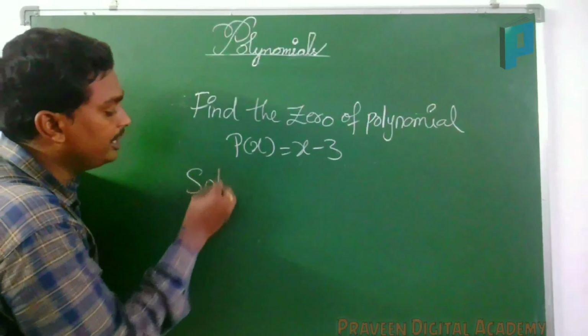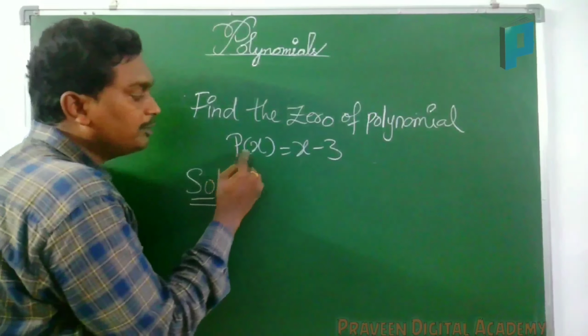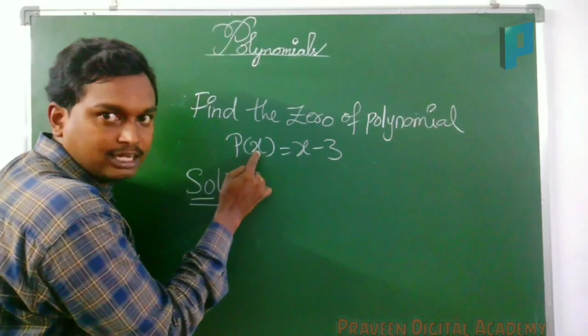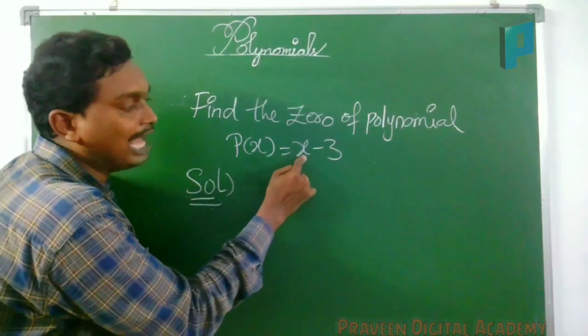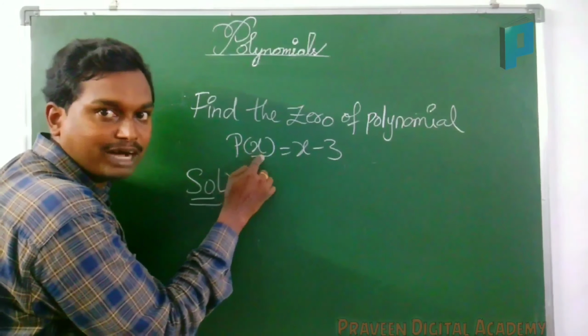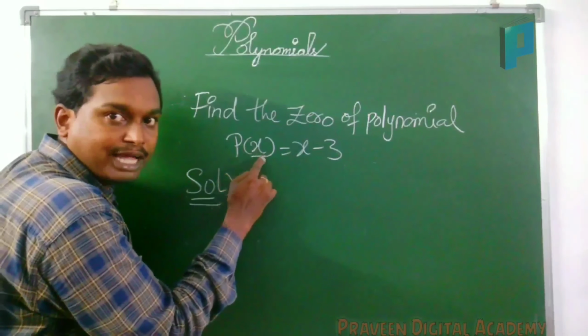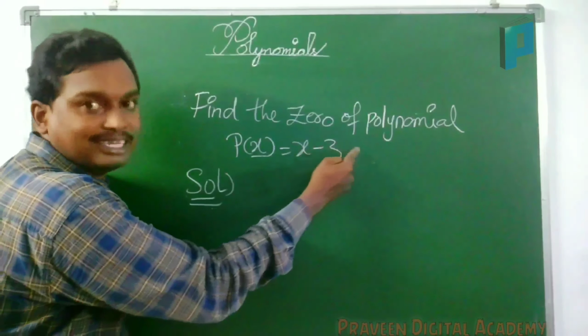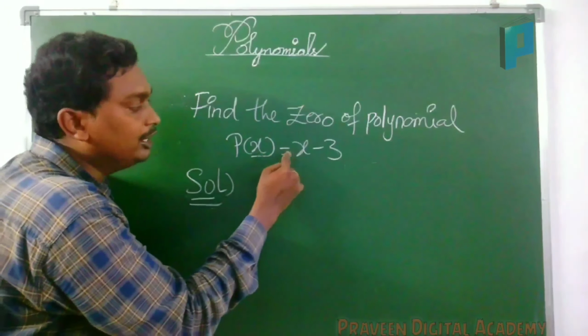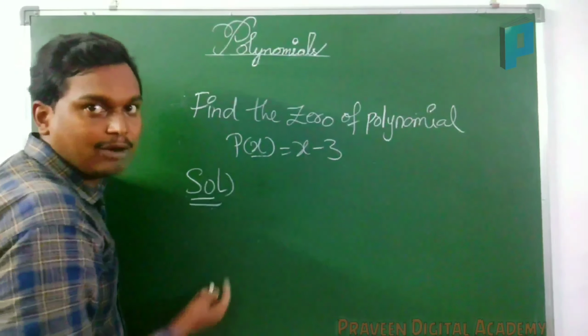Let us see now. Look here, what this p of x indicates: a polynomial with variable x. If you have x here, you will have x here. If in the place of x you have y, p of y, a polynomial of variable y, is equal to y minus 3. If you have a polynomial with variable z, it is z minus 3.